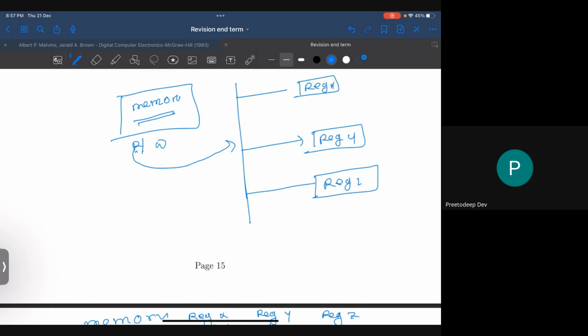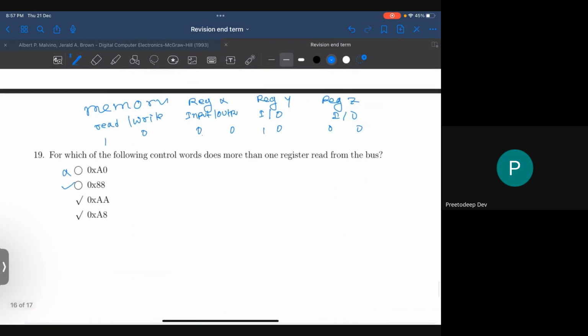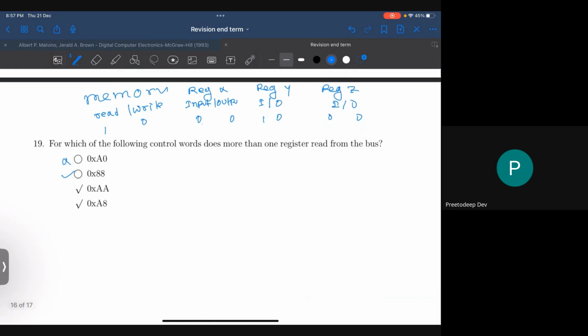It's correct. You got it, Pritadev, right? Okay. So one means that the bus will read from memory, so this is also valid. Now, it's not reading from more than one register, right? It's reading from memory. So I think it's only Y read from the bus. So this is not a valid option.